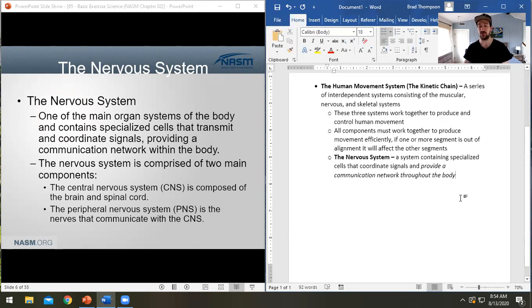So that's our nervous system, right? It's there to provide communication throughout. It's getting information in and it's sending information out in response. So again, it's going to be comprised of two primary sections.